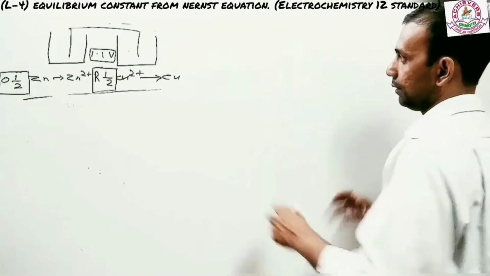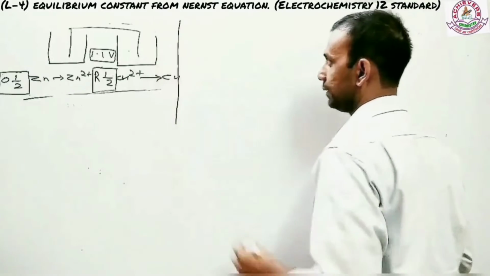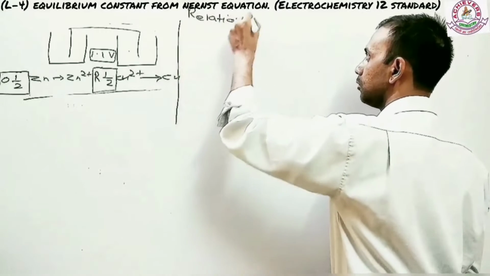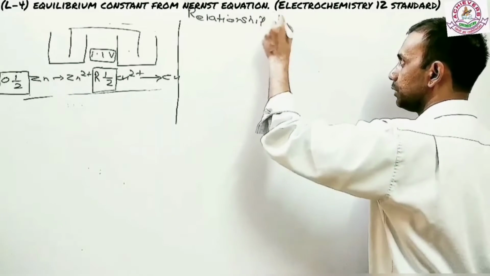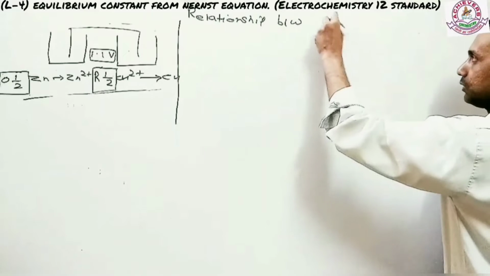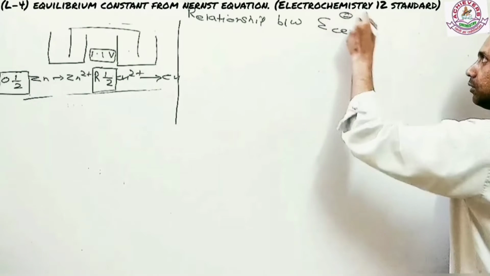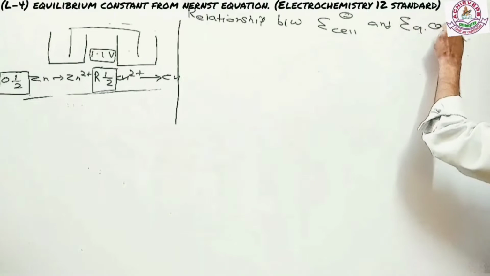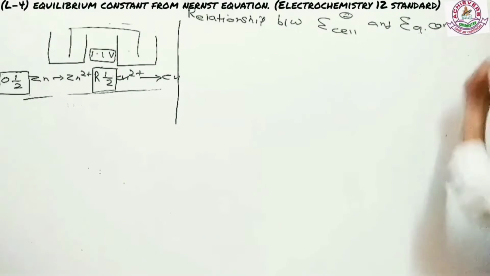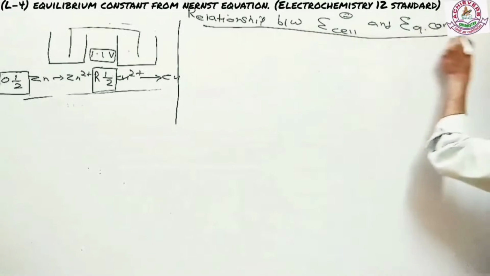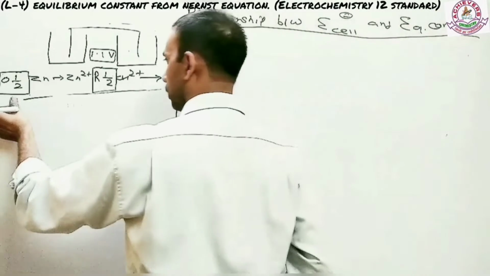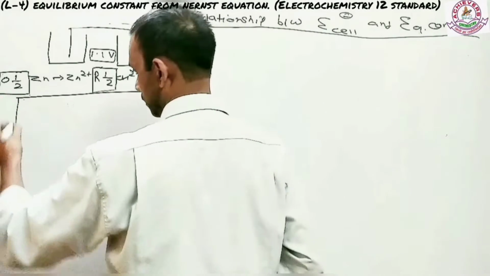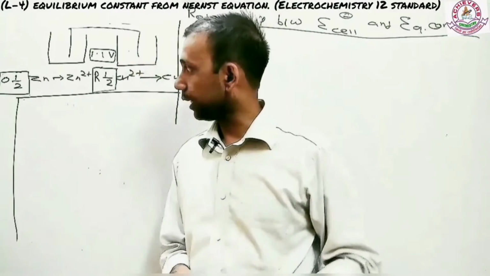So the next topic is the relationship between cell potential, standard cell potential, and equilibrium constant. So that's what the next topic is. But we have to take some observations from here. Okay, so shall I start here?